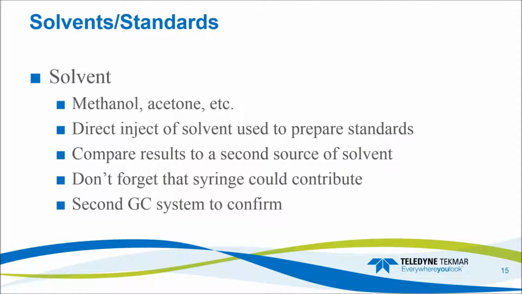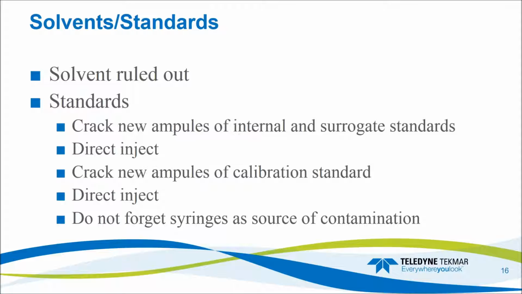Okay, so let's say you only have one system and you can't just rule out your solvents or your standards based on the fact that it works in other GCs. How would we troubleshoot this? In the case of solvents, we're talking about methanol or acetone. Start with a direct injection of the solvent that you're using to prepare your standards. Do you see the contamination or not? And then compare those results to a second source if possible, or if not, compare it on a second GC system to confirm that the contamination either shows up in the second system or in the second solvent or doesn't. And then don't forget that the syringe you're using for that direct injection could actually be the source of contamination and not the methanol itself.